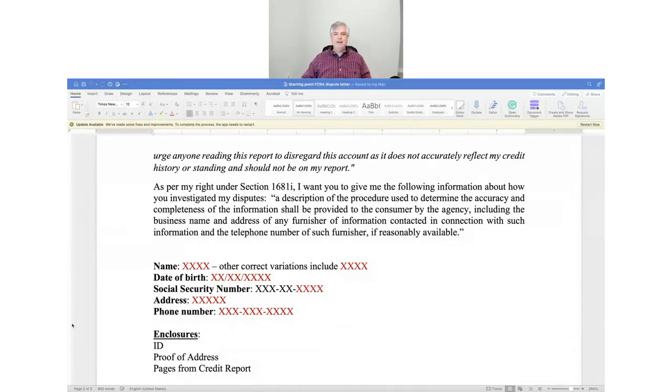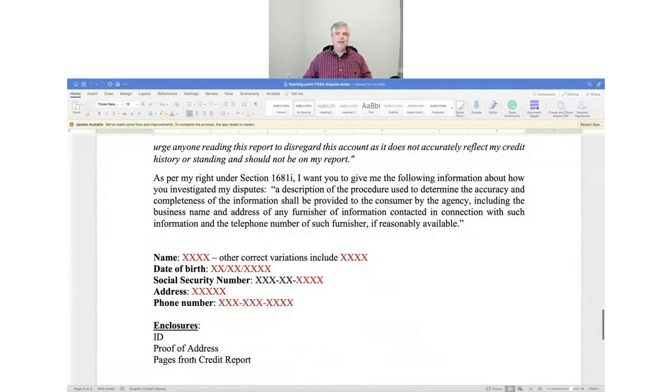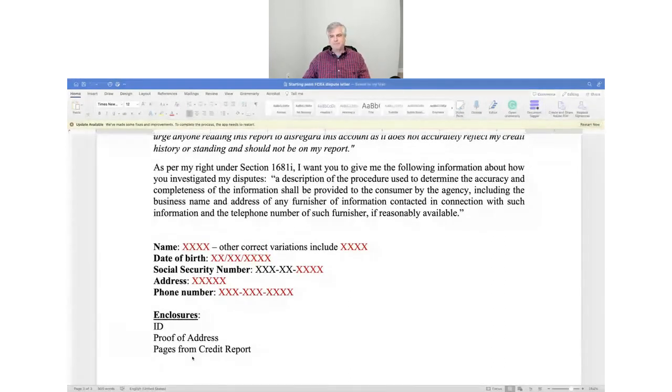Okay. And then for enclosures, we have our ID. Usually it's going to be a driver's license, could be a passport, military ID. Maybe we have a state issued ID that's not a driver's license. Proof of address, usually that's going to be a utility bill. That's preferable, but it could be other things. And then pages from the credit reports.